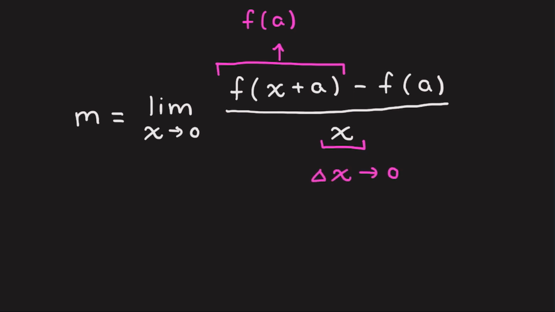Since the change in the x value between the original point and the secondary point is getting smaller and smaller, we can say that it's approaching the original point. So this definition works too. And in fact, overall, this definition is much more important because it paves the way for derivatives.